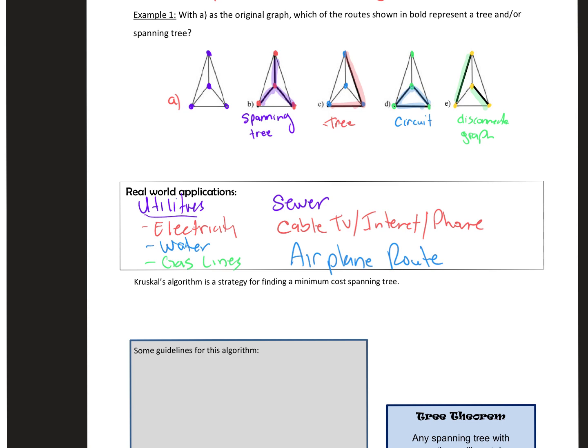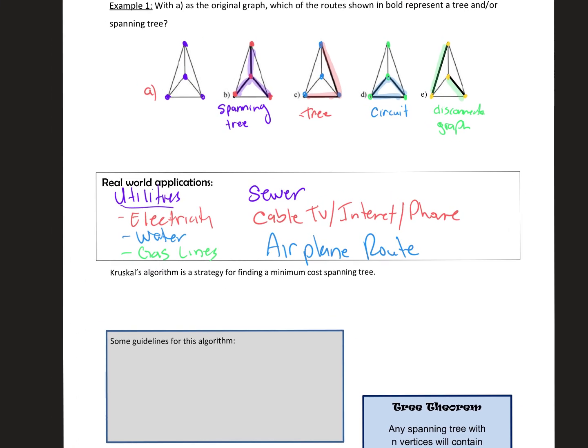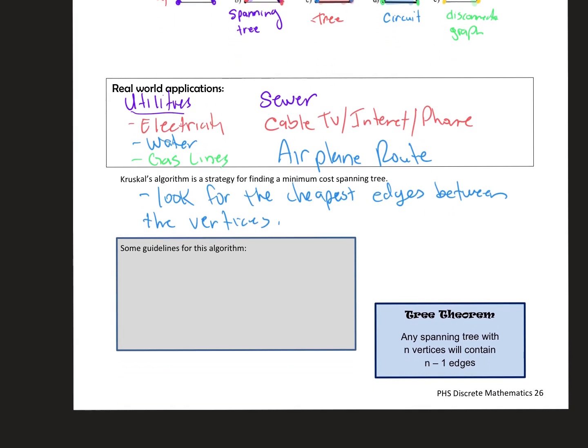But we build this up just like sorted edges. We look for the cheapest edge in the graph, and then we link them up in order of cheapest to greatest till all the vertices are connected. So we look for the cheapest edges. And some of the guidelines is no circuits are allowed. We cannot have any circuits in a spanning tree.